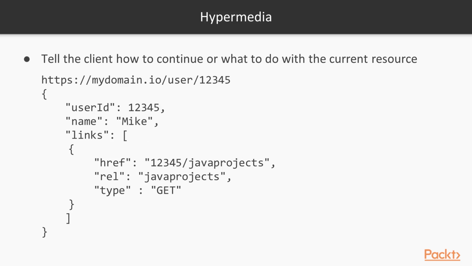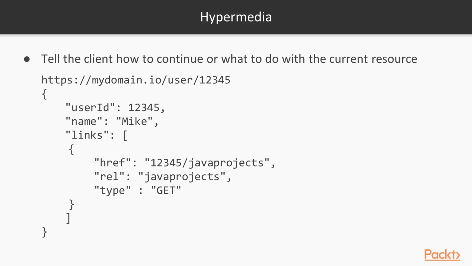Hypermedia. Hypermedia tells the client how to continue or what to do with the current resource. Here we have an example. We are querying mydomain.io/user/12345, which is the ID. And then we get the user returned with the user ID and the name, which is Mike in this situation. And then we get some links. The links are the options or the other endpoints that we can call regarding this resource.